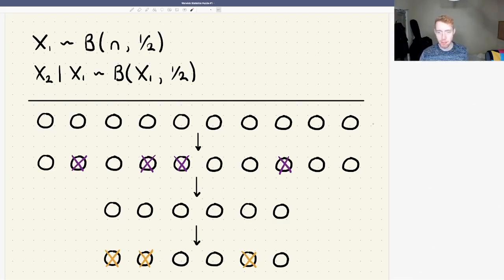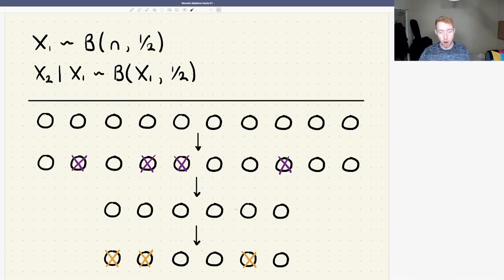And so we can also visualize this process graphically. We start off with all of our coins here. Here I have n being 10. And we start by marking off which of the coins landed tails after the first toss. So in this case, 4 of them got removed and we were left with 6 coins. So here, x1 would be 6.